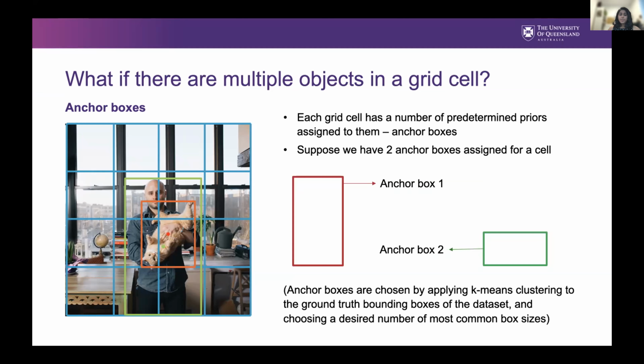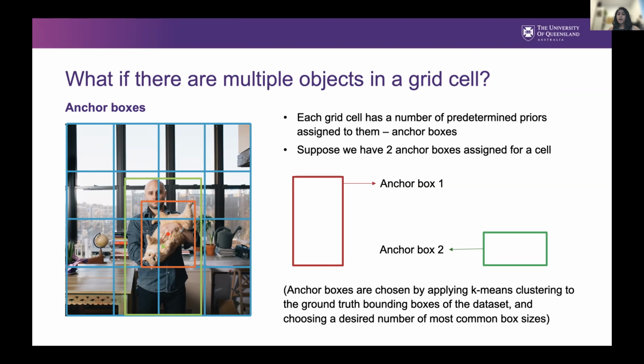We pick these according to the common aspect ratios of objects in our data set, prior to training this YOLO network, right? So anchor boxes are chosen by applying k-means clustering to the ground truth bounding boxes of the data set and choosing a desired number of most common box sizes, right? So if you apply k-means clustering to the ground truth bounding boxes of this particular data set, people are going to be similar in their aspect ratios. Cats are going to be similar in their aspect ratios, right?